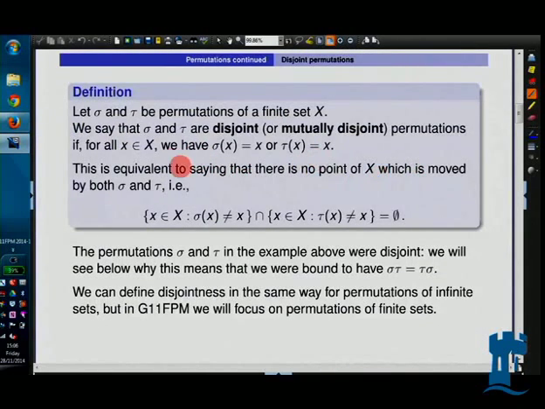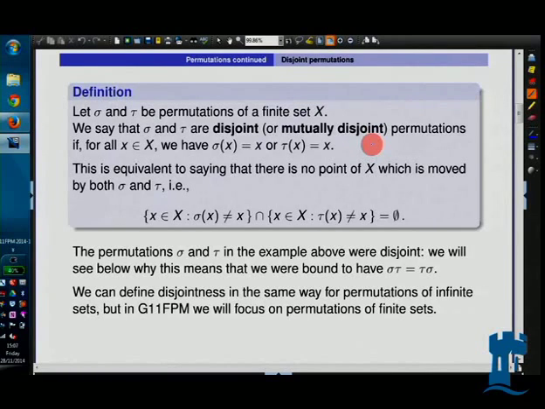So here's what it means to say that two permutations of a finite set are disjoint. You could do this for an infinite set, but we're only really interested in finite sets in this module. Two permutations of a finite set are disjoint, or we could say mutually disjoint, if for any x in your set, at least one of them leaves it where it is. So at least one of sigma of x is x, or tau of x is x. In other words, if sigma of x isn't x, then tau of x has to be x. And if tau of x isn't x, then sigma of x has to be x. And that's what it means to say they're disjoint.